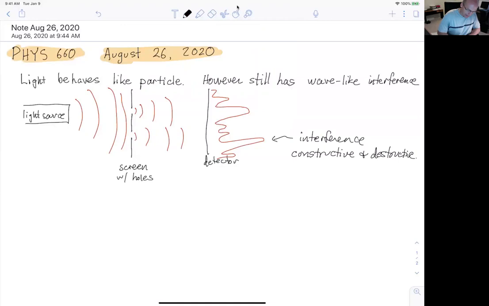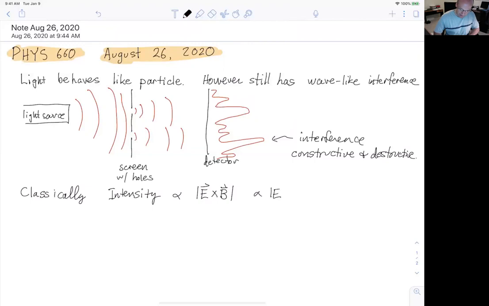Now classically, when we do this, we say that the intensity of the light, which is what's measured by the detector, is proportional to, as you learn in your E&M class, the Poynting vector, which is proportional to E cross B. The magnetic field for a wave is proportional to the electric field for a wave. And so this is really just proportional to the electric field magnitude squared.